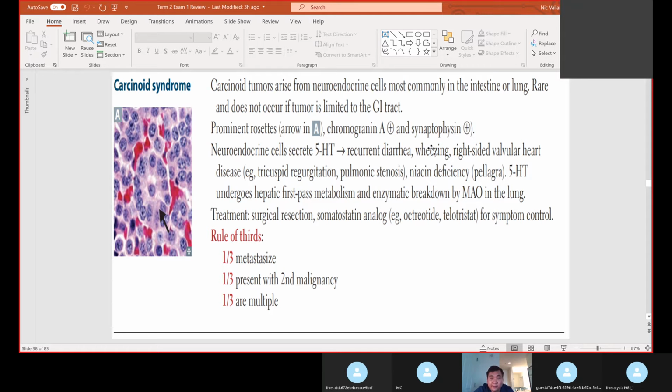Signs and symptoms of someone who has carcinoid syndrome. They love this one. Diarrhea, recurrent diarrhea, wheezing, right-sided valvular heart disease. Question, why is it only right-sided, not left-sided? Think about anatomy of the heart from term 1. Why only right-sided valvular heart disease? Why only tricuspid regurgitation and pulmonic stenosis, not mitral regurgitation and aortic stenosis? Because, anyone?